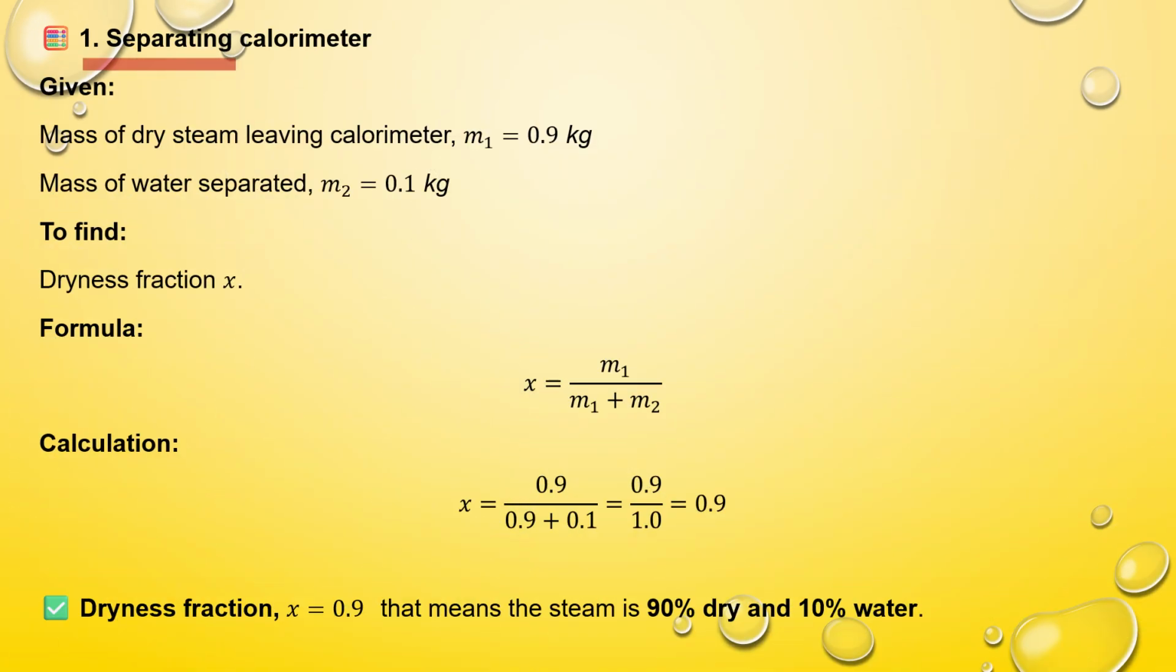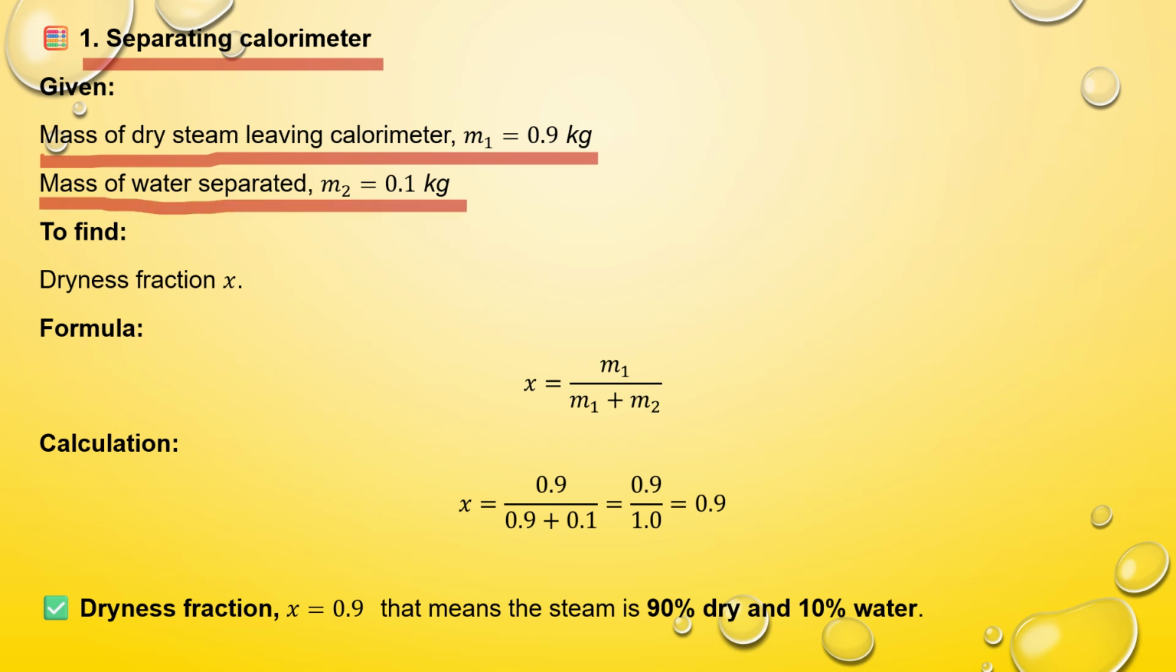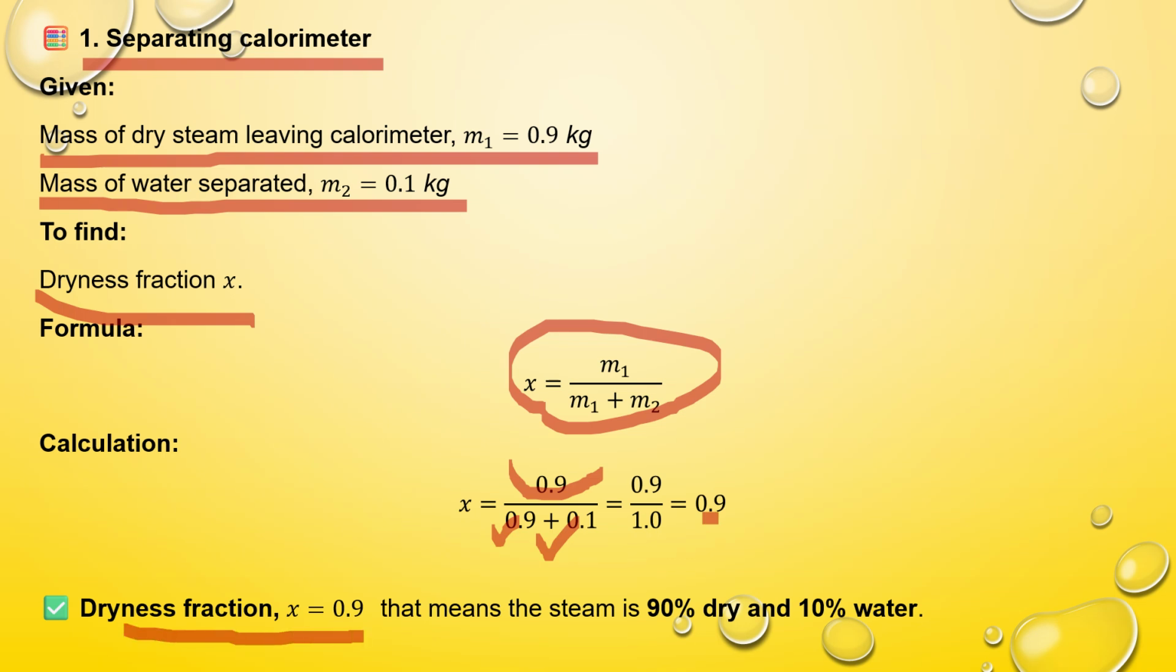One more numerical will go for the separating calorimeter. You can say in the data it may be given that the mass of the dry steam leaving the calorimeter is 0.9 kg. Mass of the water separated is 0.1 kg. Find out the dryness fraction. So X is M1 divided by M1 plus M2, that is mass of dry steam 0.9 and total mass, that is 0.9 plus 0.1, that is 1. Means the dryness fraction is 0.9, means the steam is 90% dry and it contains 10% water.